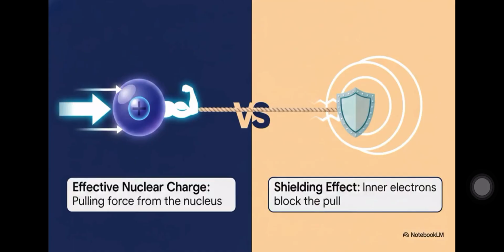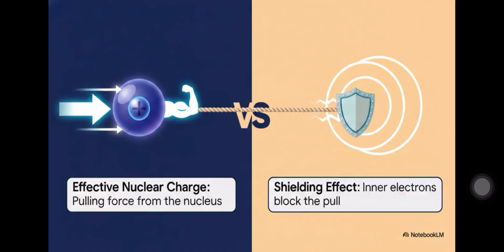Okay, here is the ultimate subatomic tug of war. On one side, you have the effective nuclear charge. This is the net positive charge that the outermost electron actually feels. It's the muscle pulling the atom inward. But fighting against it is the shielding or screening effect. This is the outward block. The inner core electrons literally get in the way and block some of that nuclear attraction, shielding those outer electrons.